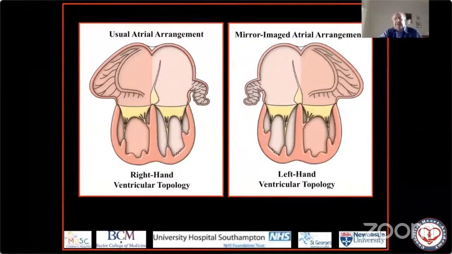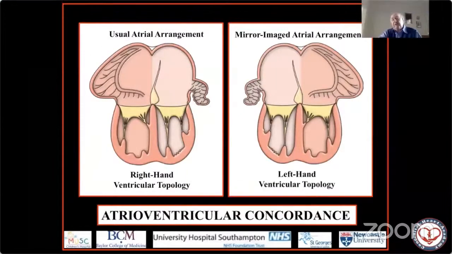Now here on the screen, to the left hand, you see the segmental makeup across the atrioventricular junctions of the normal heart and the patient who has usual atrial arrangement with right-handed ventricular topology. To your right hand, you see the mirror-imaged variant of the normal heart. And of course, in the mirror-imaged variant, we have mirror-imaged atrial chambers, and then we have the mirror-imaged ventricular topology, and that is left-handed topology. And this is what, when we started our own sequential segmental approach, we called atrioventricular concordance. And indeed, this is also what Richard was calling atrioventricular concordance.